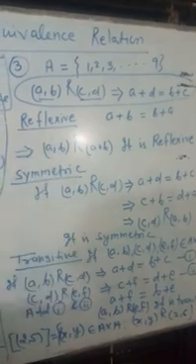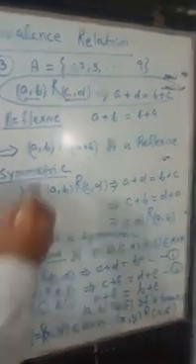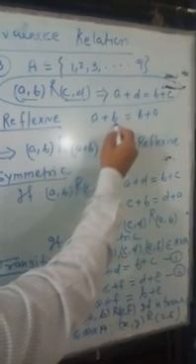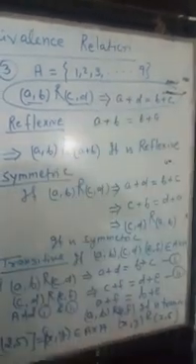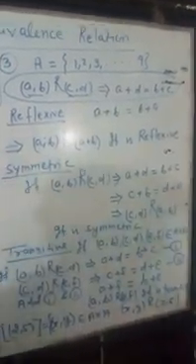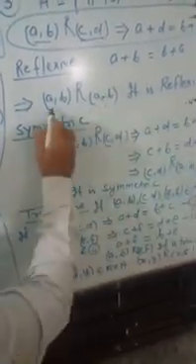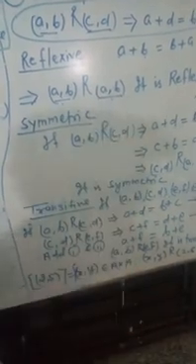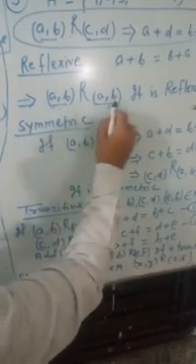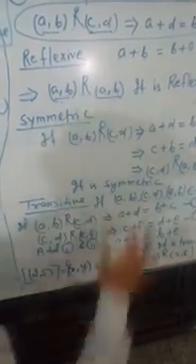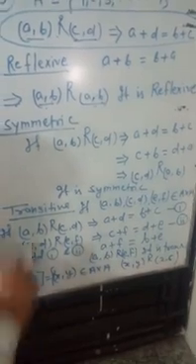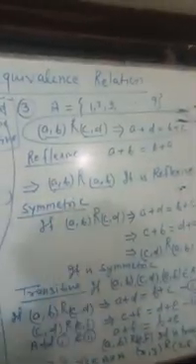First you go on the reflexive. In the reflexive you see here a plus b equal to b plus a, that is according to the rule of commutative. And you see here (a, b) and (a, b) mean both ordered pairs are identical. According to the rule, a plus b equal to b plus a, it is reflexive.